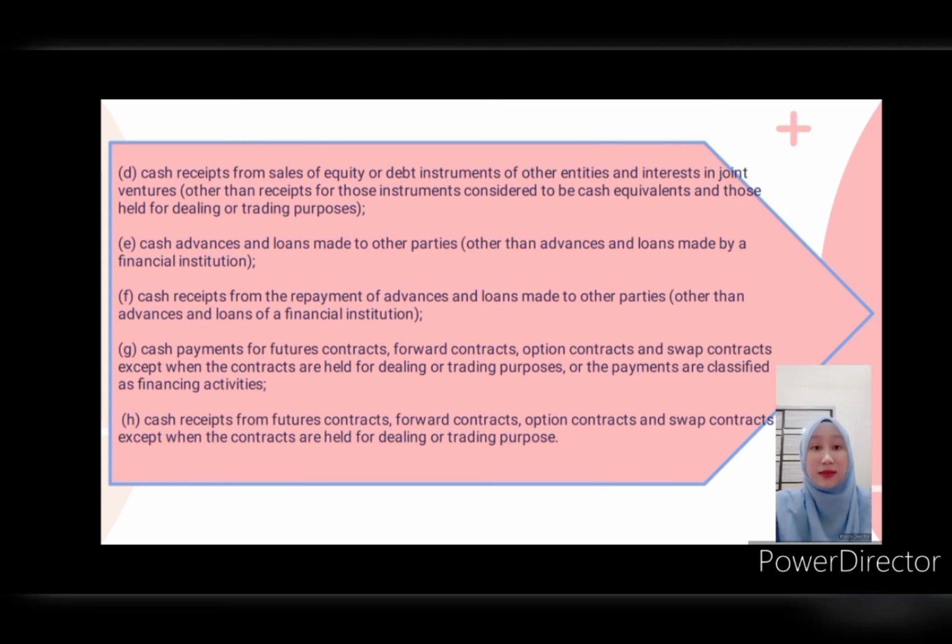G. Cash payments for future contracts, forward contracts, option contracts and swap contracts, except when the contracts are held for dealing or trading purpose or the payments are classified as financing activities.